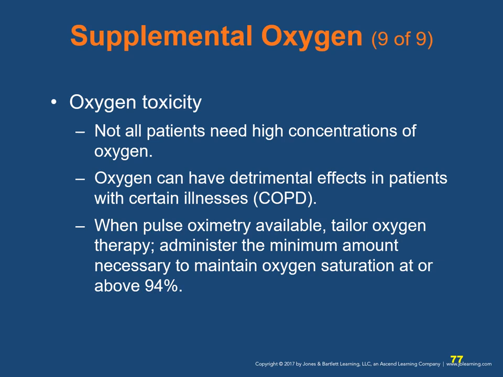Patients experiencing signs of shock should absolutely be placed on oxygen because hypoxemia is much worse than oxygen toxicity. So when in doubt or if unable to measure oxygen saturation reliably, supplemental oxygen should be administered. When pulse oximetry is available, tailor oxygen therapy to the patient's needs and administer the minimum amount of oxygen necessary to maintain oxygen saturation at or above 94%. Exceptions to these minimums include patients who have been exposed to carbon monoxide.